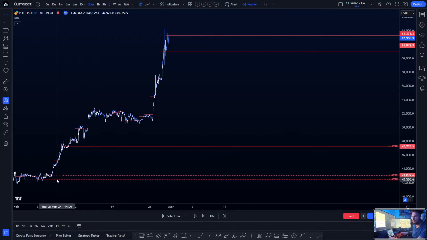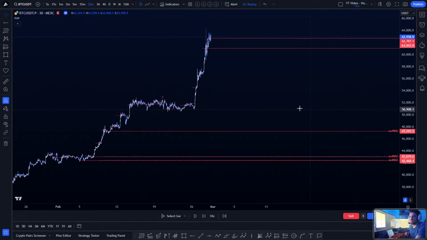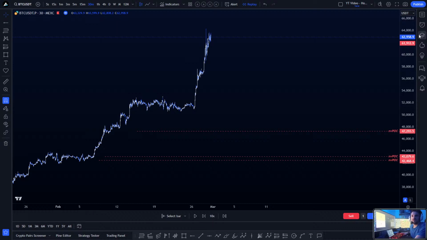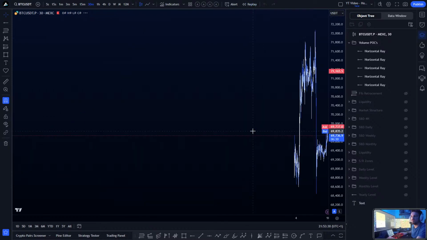I don't try to be millimetrical about these. I tend to leave them 1 pixel above, just because again, it's a zone, right? Below 43k, I don't think it's worth to mark these guys out. We would have to do another analysis when we get there. That's it for the volume point of control. So I would come here and I would call this volume box or volume levels, kind of whatever you prefer.